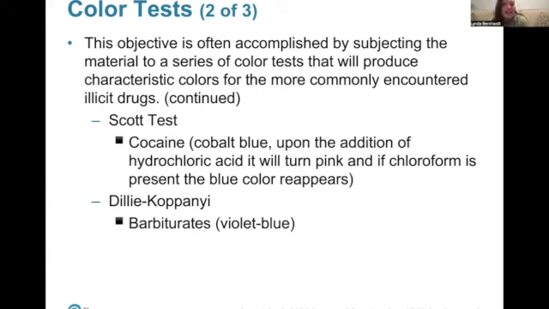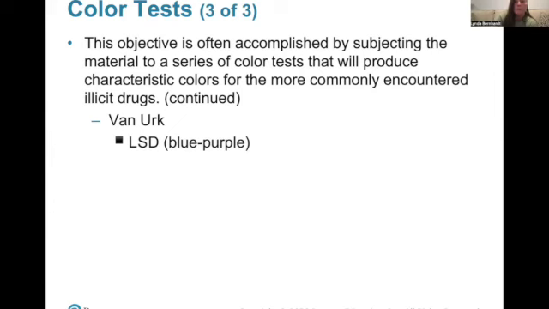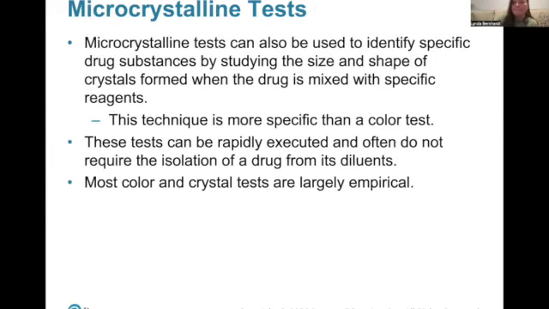Then we have our Scott test. If it's cocaine, it will be cobalt blue. With the addition of the hydrochloric acid, it will turn pink. And if chloroform is present, the blue color reappears. Cocaine is one of those drugs that tends to be mixed with other things, and so it can kind of throw it off. Then we have this other test for barbiturates, and then the Van Urk test for LSD.